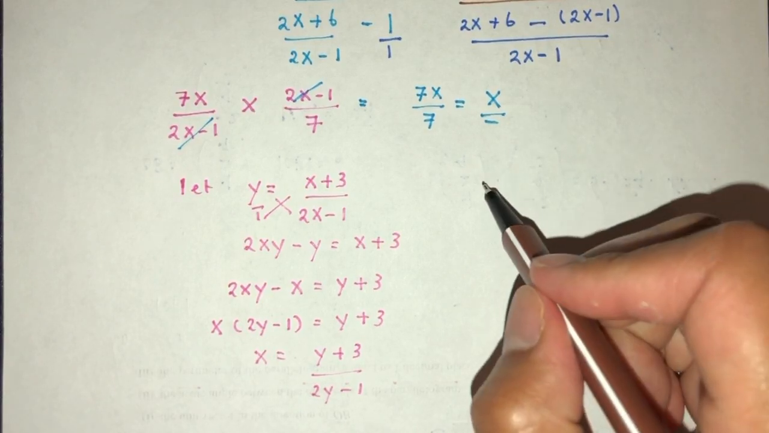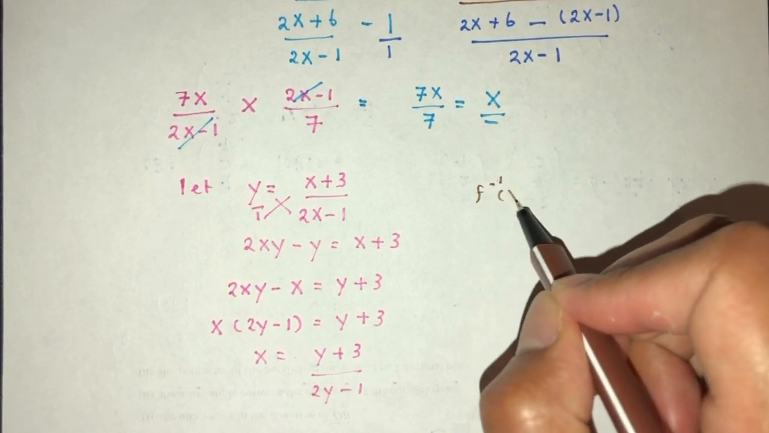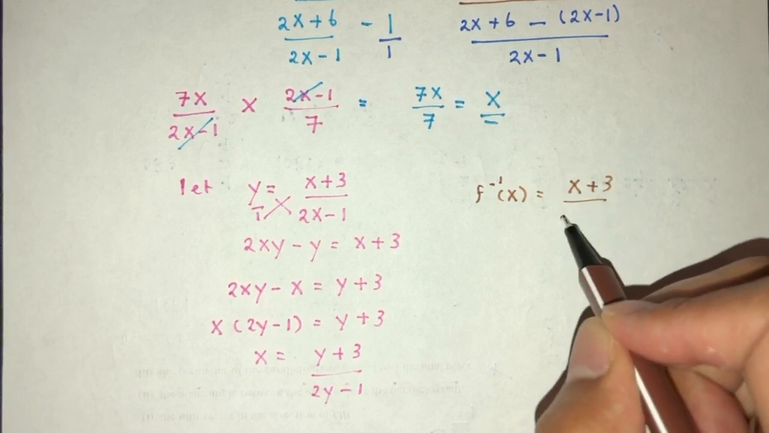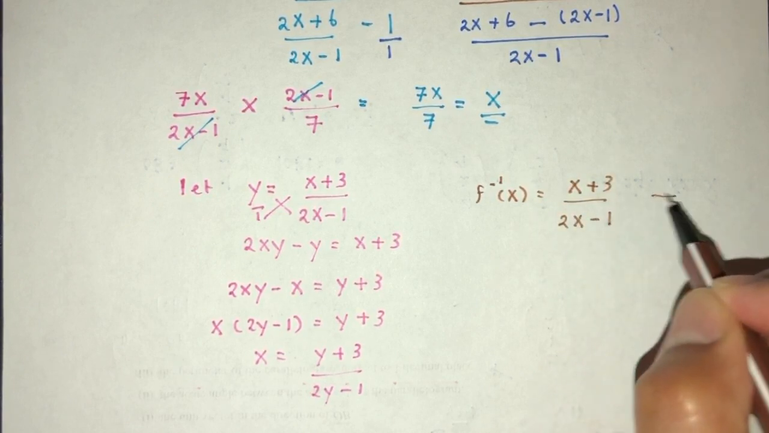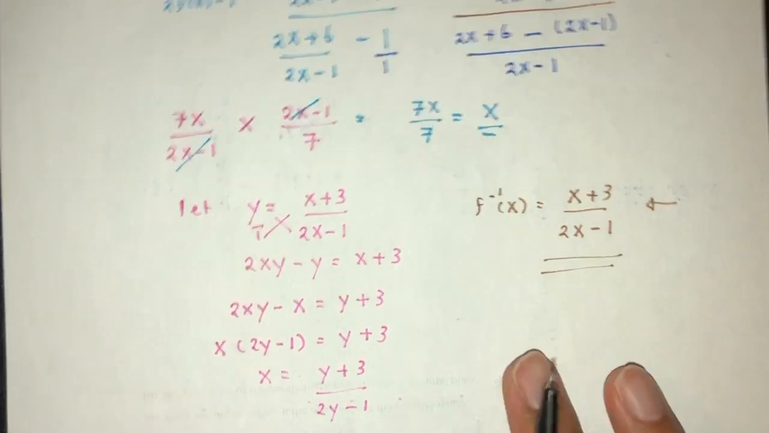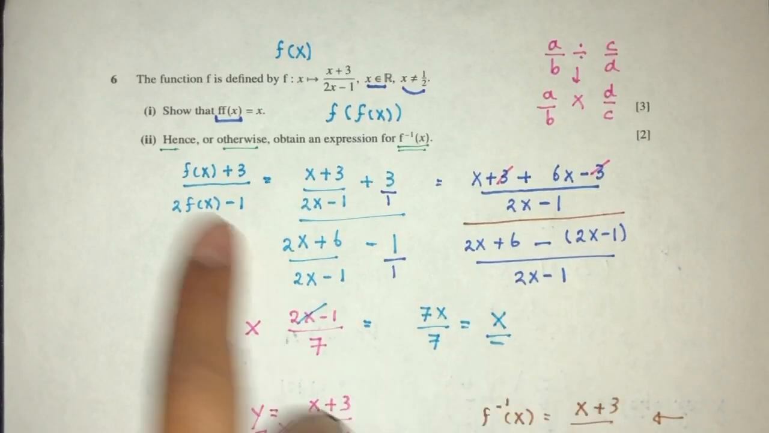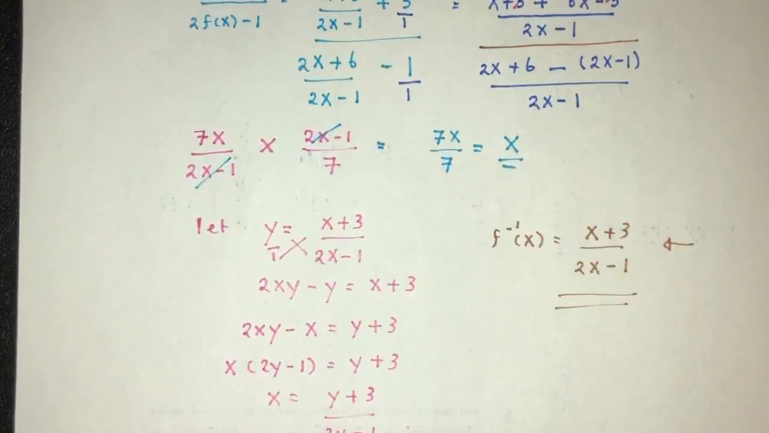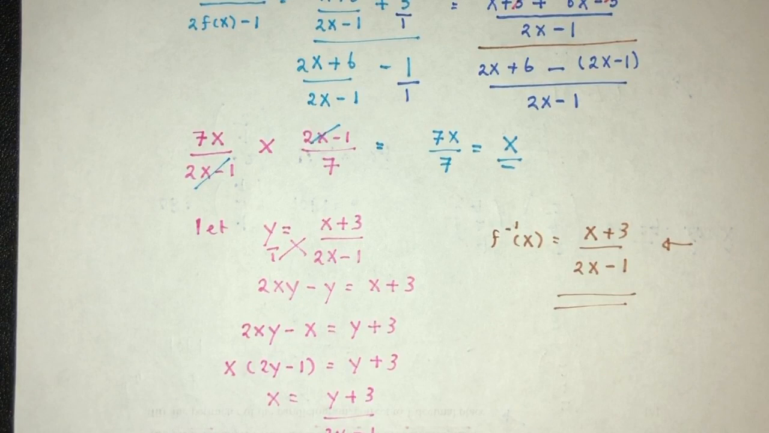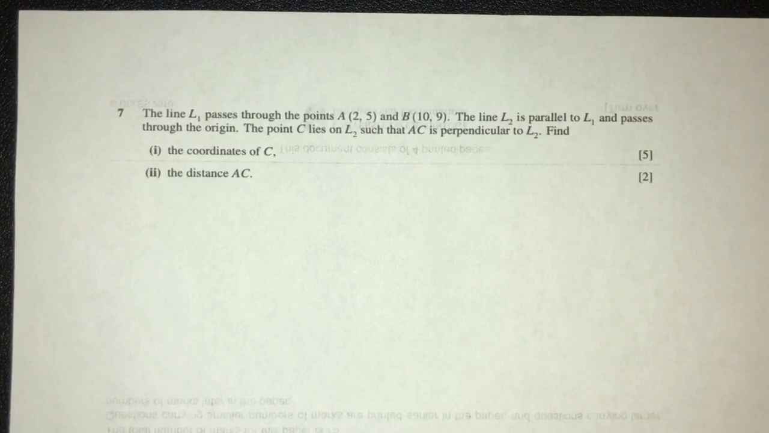Now, finally, f inverse is in terms of x, so we change the y to x. And that should be x plus 3 over 2x minus 1. It seems to be the same thing from what I can see. Maybe that was a reason why they asked you to use hence, but it seems that it is the same thing. Oh yeah, exactly. It makes sense now. But anyways, that will be the expression for f inverse of x. Let's move on to the next question.